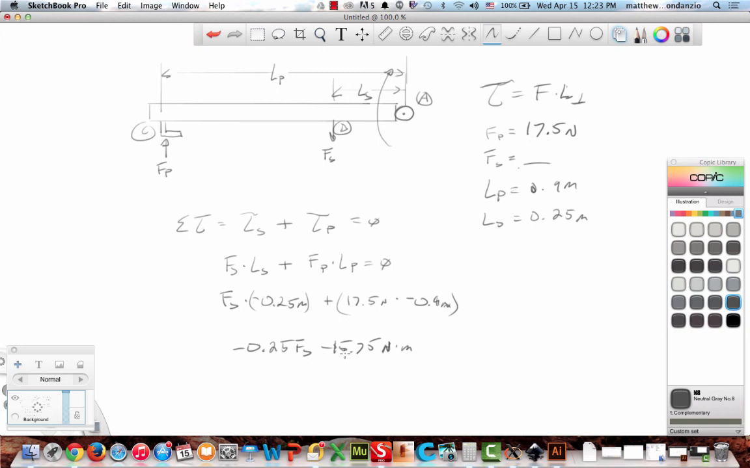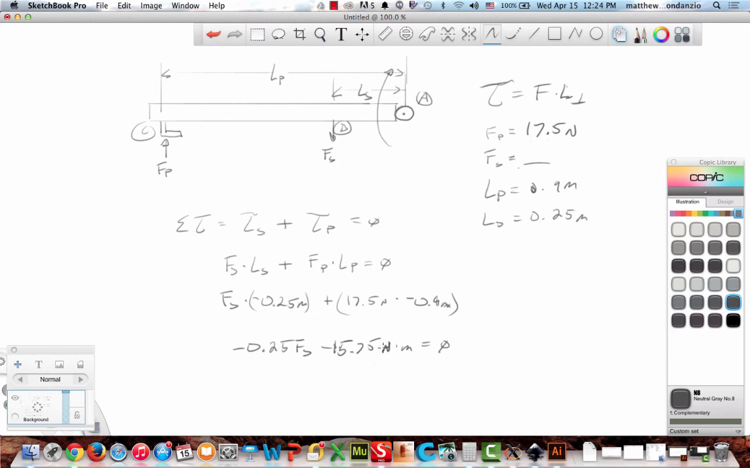15.75 Newton meters. So does torque have its own measurement or is it just Newton meters? Torque is in Newton meters, a force times a length. There's no other torque unit besides, you could have inch pounds, meter pounds, Newton meters. So isn't it equal to 0? It's going to equal 0 because we're balanced.